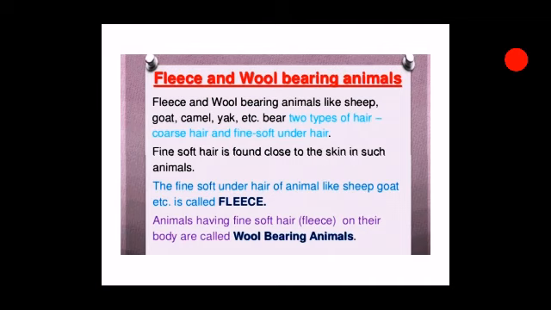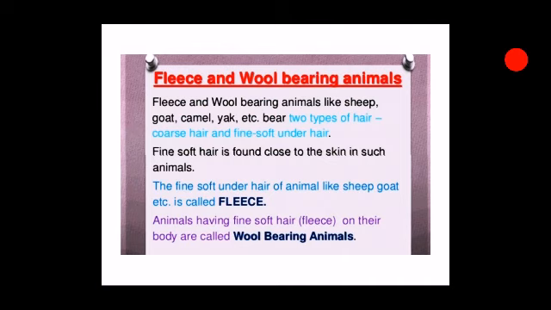Fleece and wool bearing animals. Fleece and wool bearing animals like sheep, goat, camel, yak, etc. bear two types of hairs. Coarse hair and fine soft hair under their bodies. The fine soft hair is found close to the skin in such animals. The fine soft underhair of animals like sheep, goat, etc. is called fleece. An animal having fine soft hair fleece on its body is called a wool bearing animal.